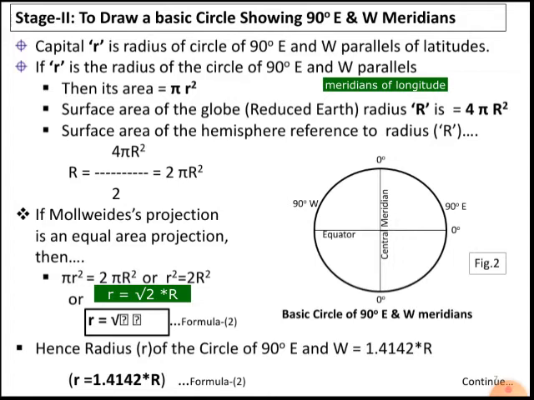Hence the radius, small r, is equal to 1.4142, which is the particular value of the square root of 2, multiplied by capital R. So if you use this equation, definitely you will find out the small r, which is the radius of the circle of the 90 degree east and 90 degree west meridian.